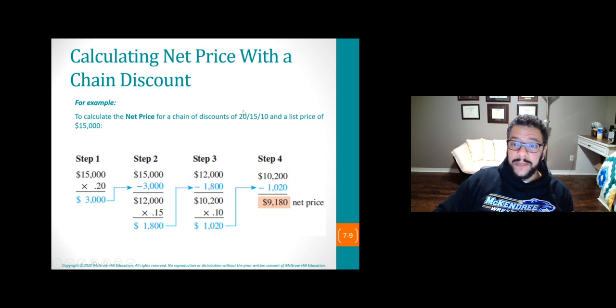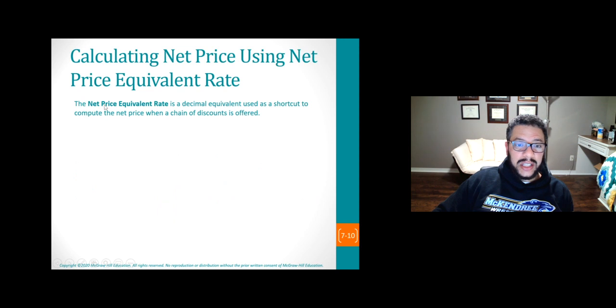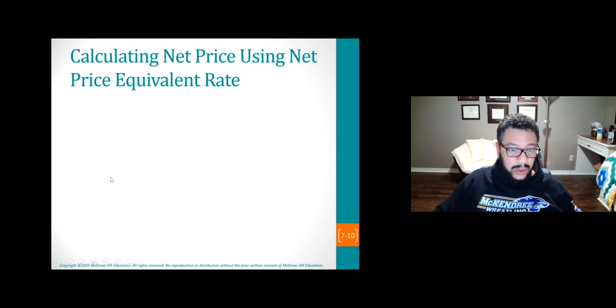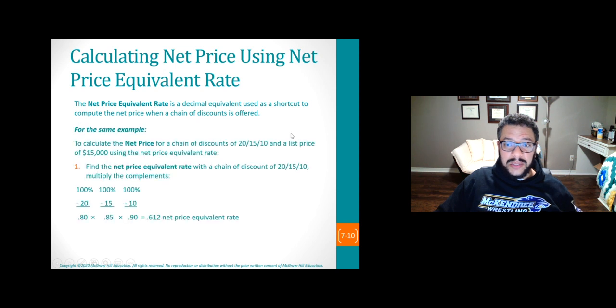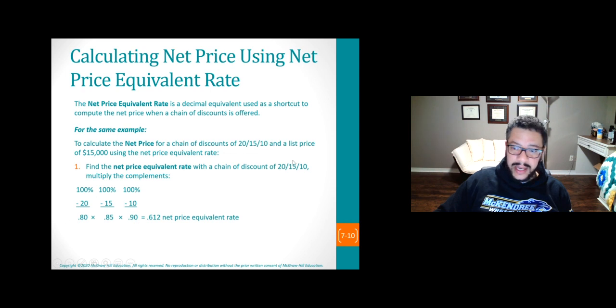But there is an easier way. These are the discount rates, but what we do is calculate the net price equivalent rate. That's the decimal equivalent used to avoid having to do 20%, then 15%, then 10%. What we do is take the complements of all three of those rates and multiply them together. Instead of that 20% discount, we take the complement, which is 80. The complement of 15 is 85, and the complement of 10 is 90. We multiply these together, and we get our net price equivalent rate.